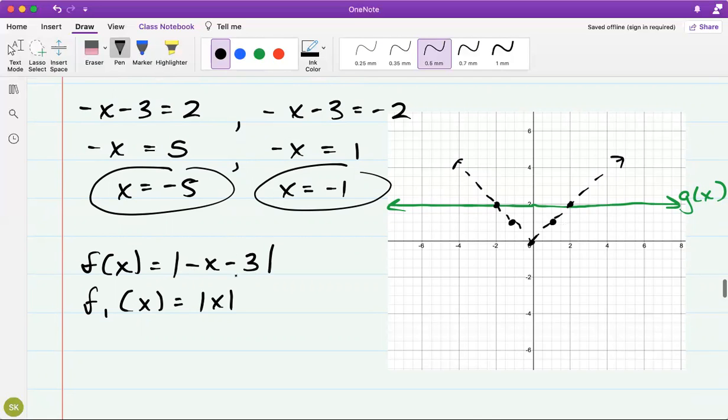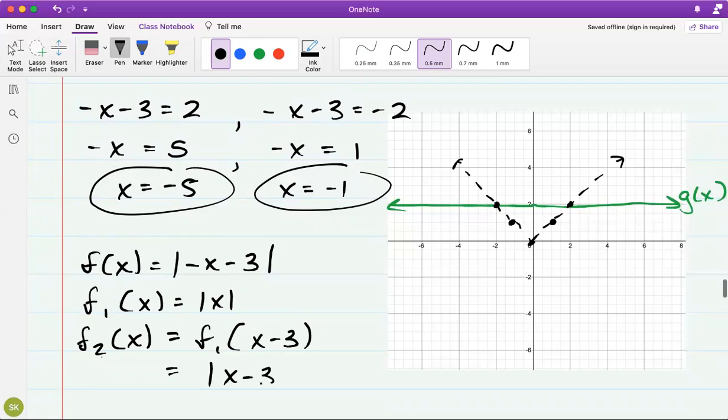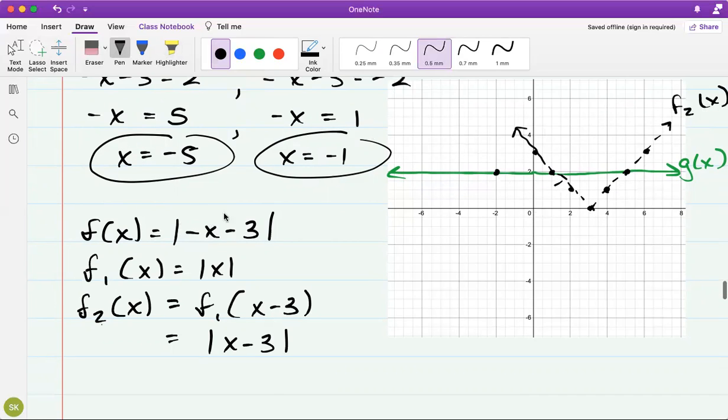Well, the first thing I could do is I could subtract 3. So I'd define a new function where I take this function, the parent function, and put in x minus 3. That will give me the absolute value of x minus 3. So that means I shift to the right 3 units. Okay, let's erase this one. Like that. So this is f2 of x. Is not what we want because we also need a negative here.